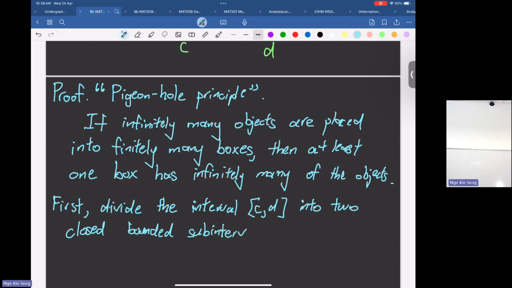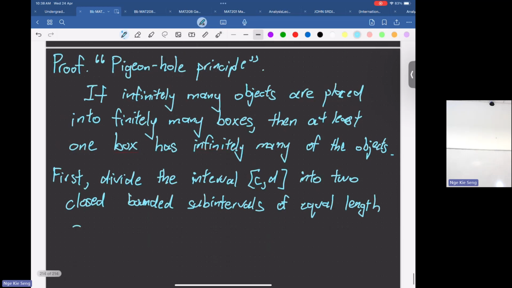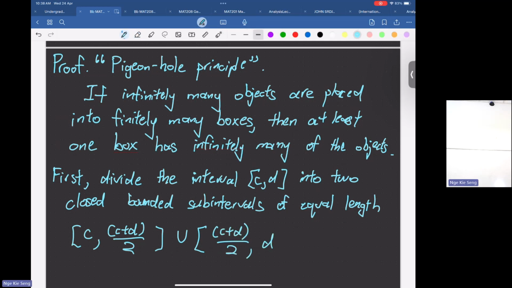How do we do this? Let's do it with equal length, meaning I cut it in the middle. So I take the interval from C to (C plus D) over 2, the midpoint, and then the union with the interval from (C plus D) over 2 to D. This equals C to D. We cut it into two subintervals.